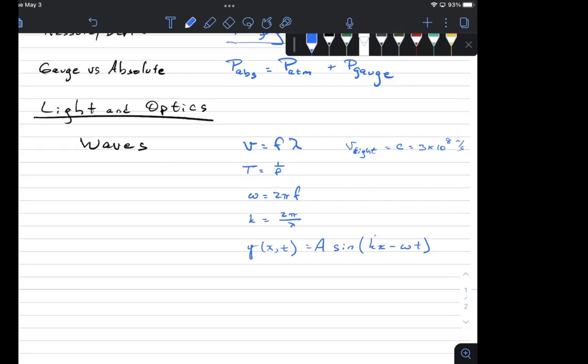And so you see, these types of questions are all about these relationships. Here's some pieces of information. Can you find these other pieces of information from them?